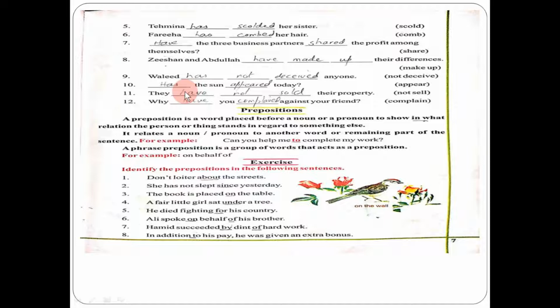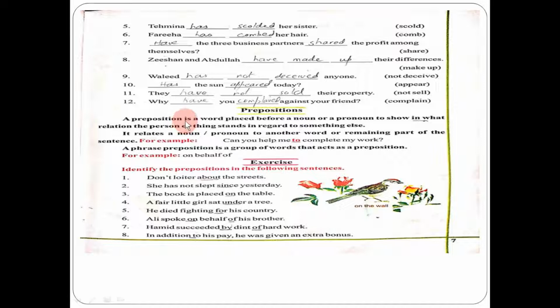Number 11, 3 blanks are given, their property, and in bracket what is written? Not sell. And you are going to add, they have not sold their property. Is it clear? Now move towards the last one. Why blank, you, then again blank, against your friend. And you are going to add, why have you complained against your friend? Students, I hope now you are familiar with how we can recognize the present perfect tense and how we convert different sentences into negative and interrogative sentences.